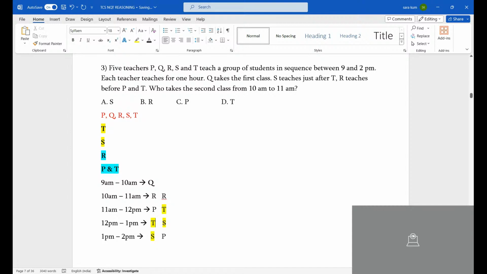And R teaches before P and T, so here also you can make it possible. Both situations, R is the one doing the second class. So who takes the second class from 10 a.m. to 11 a.m.? It is R. It is definitely R. So we'll move on to the next question, guys.